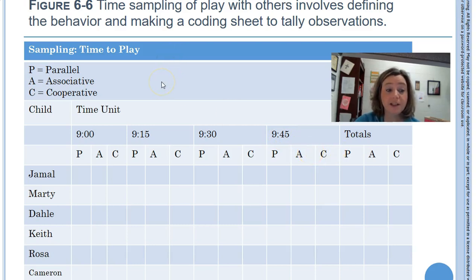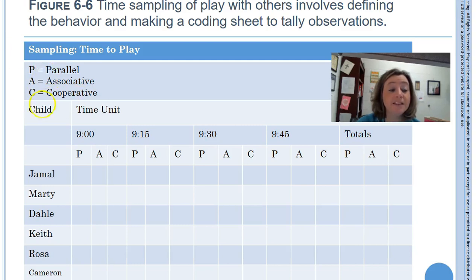So for this particular one, the teacher wanted to find out what type of play is actually happening during these different times for these different children. So we've talked a little bit about the different types of play. We're going to get into it more in a few weeks.